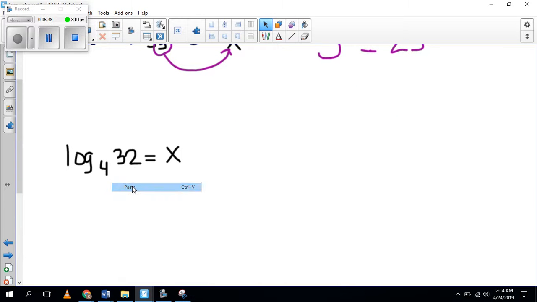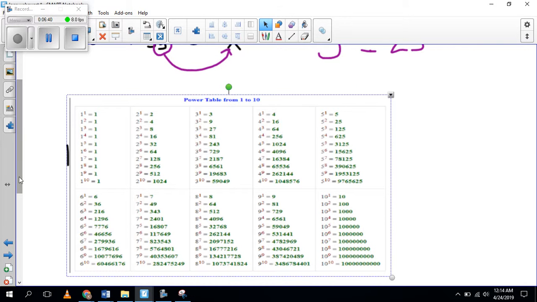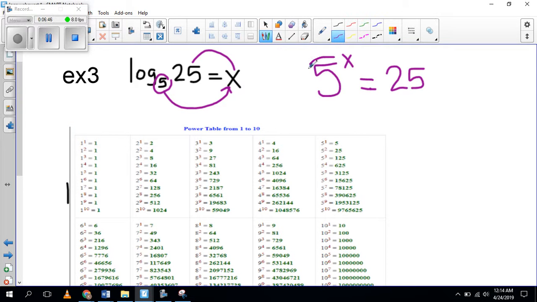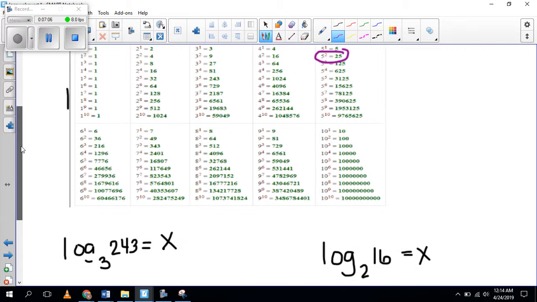Let me put this here. Okay, so we're looking here. We're looking at the 5s, because that's what they gave us. I'm going to go to the row of 5, and it says 5 to something power equals 25. If we look here, here's 25, and it's 5 to the second. So the answer will be 2. Okay, let's try another one.